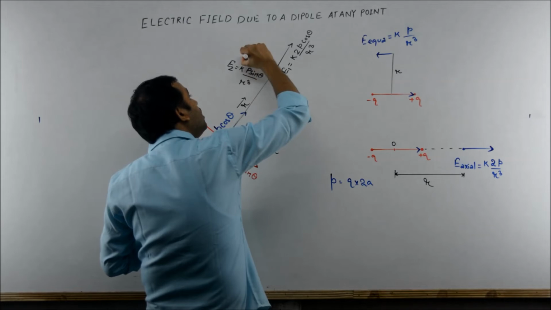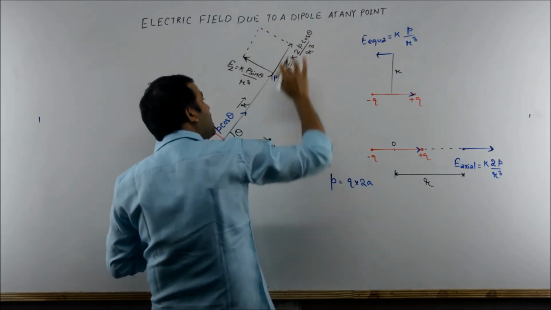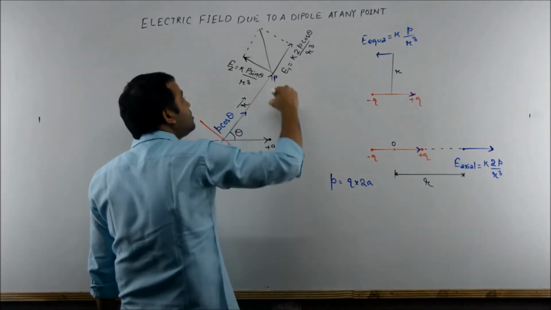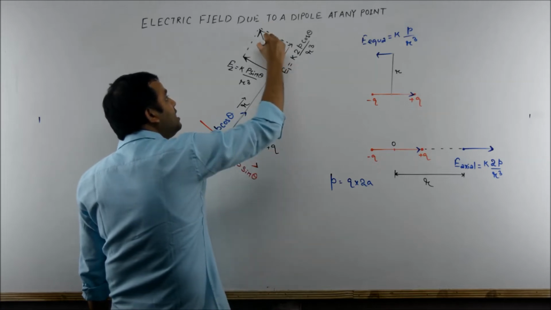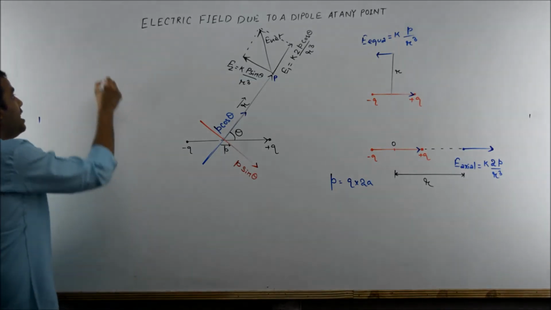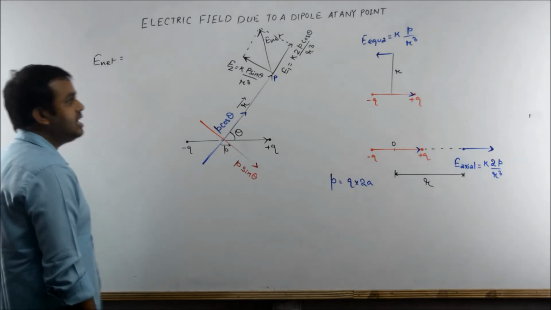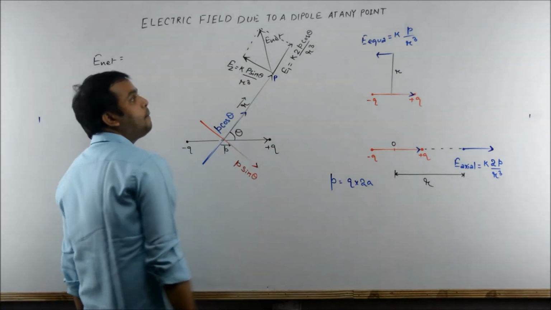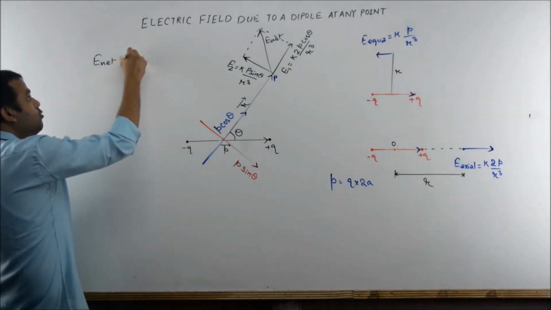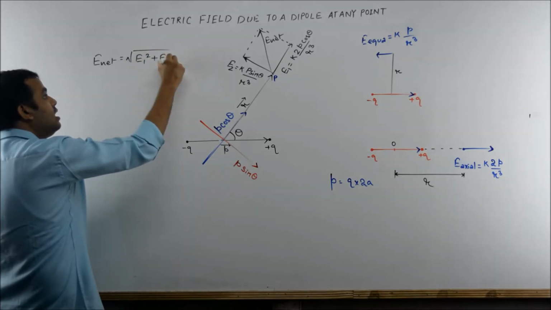So students, you must know about the parallelogram law of vector addition. So this will be the resultant, or you can say the net electric field. Okay students, let us find the magnitude of the net electric field. Clearly you can see that E1 and E2 are perpendicular to each other. So the magnitude of the net electric field will be root over E1 square plus E2 square.